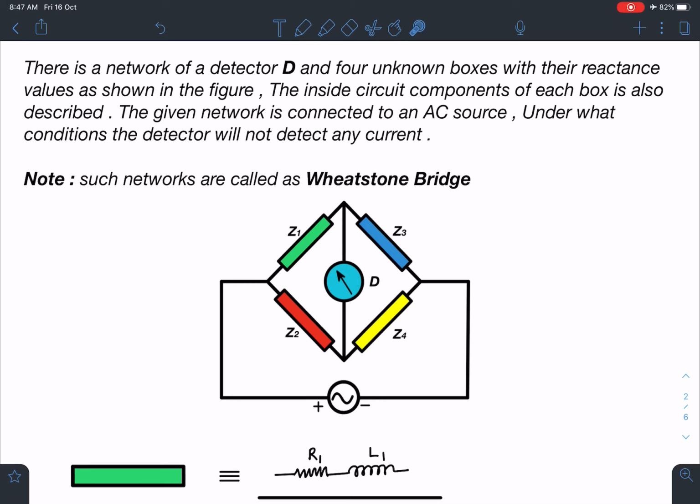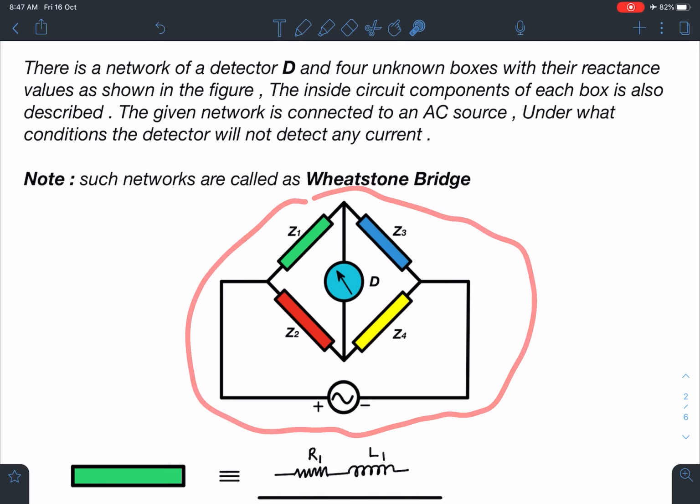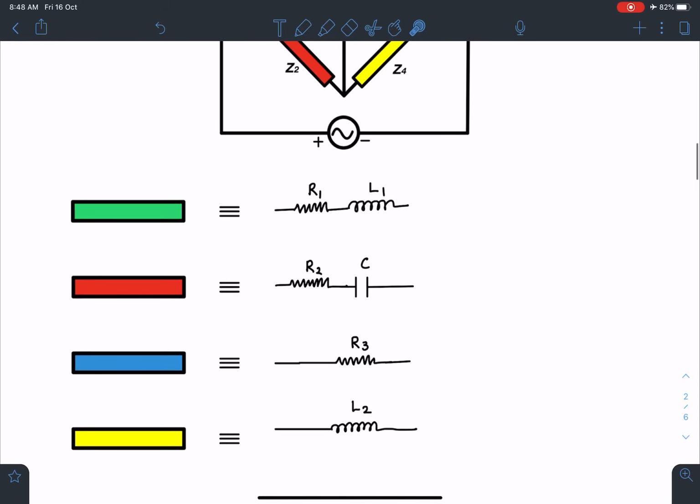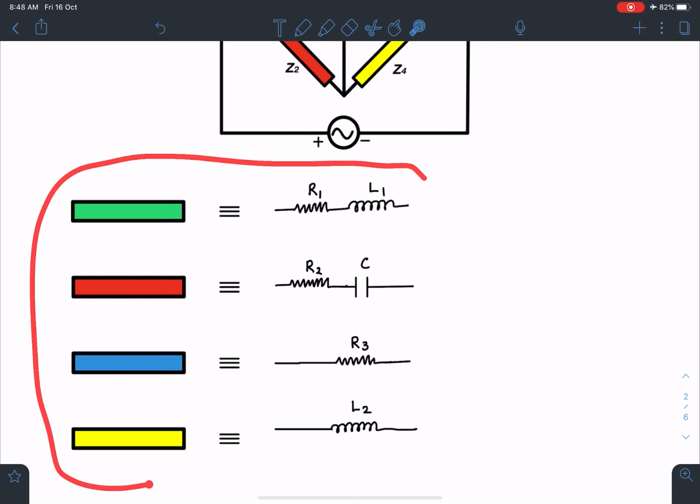So as you can see here, there is a Wheatstone bridge, and these are the four boxes which are given, and their reactance values are given as Z1, Z2, Z3 and Z4, and it is connected to an AC source. Alright, so we have to find the condition so that this detector is not going to detect any current. So it's like a balanced Wheatstone bridge, and in first case we are taking this type of circuit components.